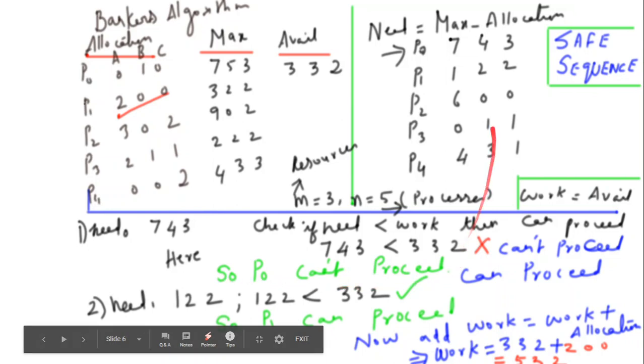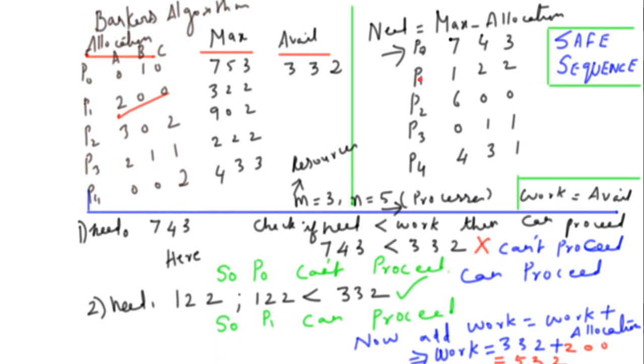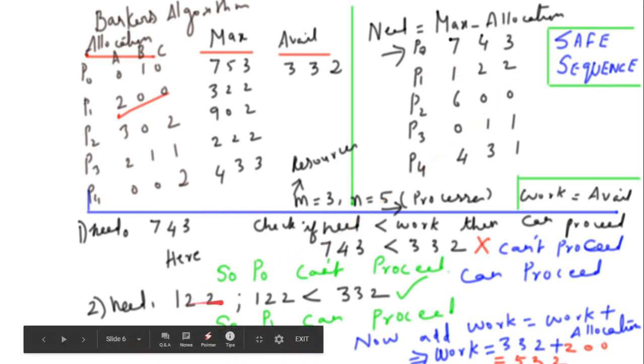Now we have to go for the next process, P1. For P1, what is the need? 122. What is the availability? 332. So the availability is more and the need is less or equal. In this case, 2 and 2 are equal, so we can also allocate. The need is less but the available is more. That means P1 can proceed. I have given a tick to say that P1 can proceed.